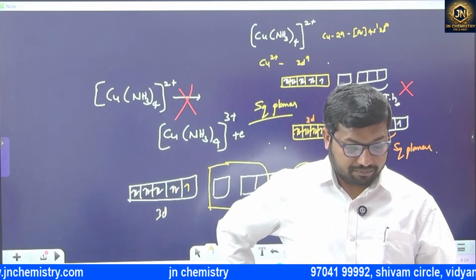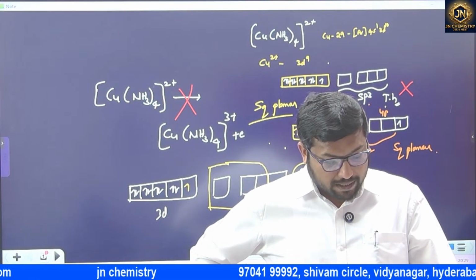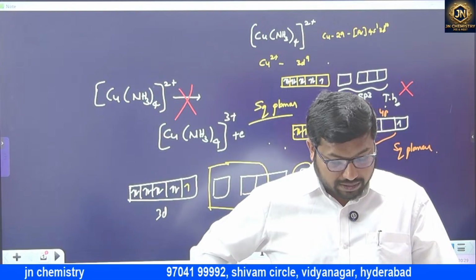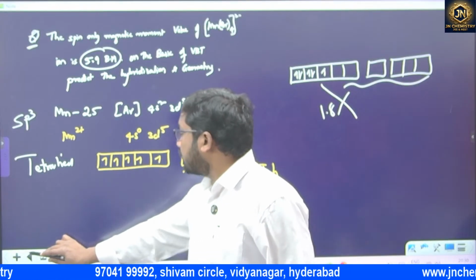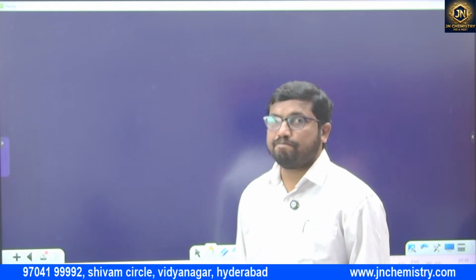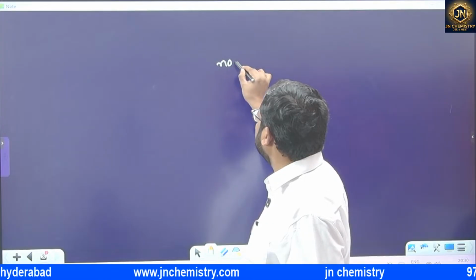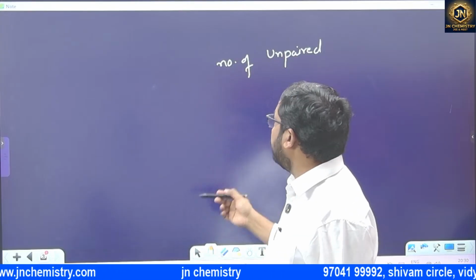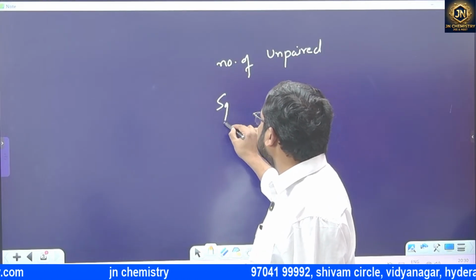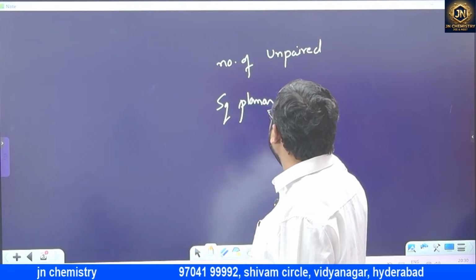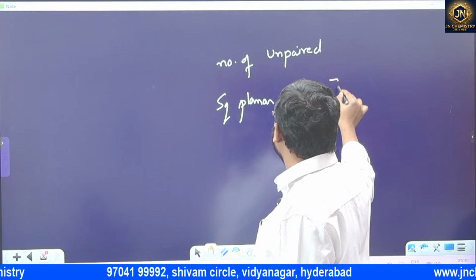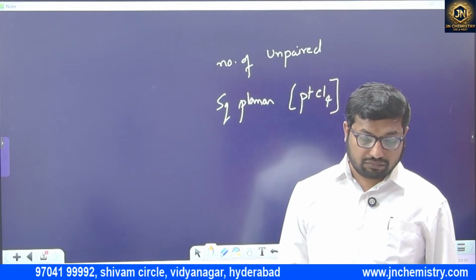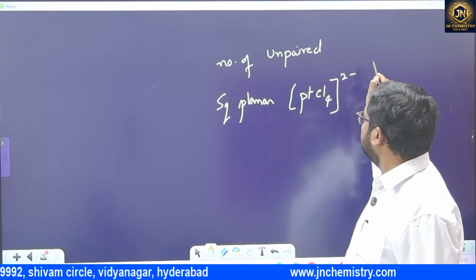One more question. Predict the number of unpaired electrons in the square planar complex of PtCl4 2- ion.